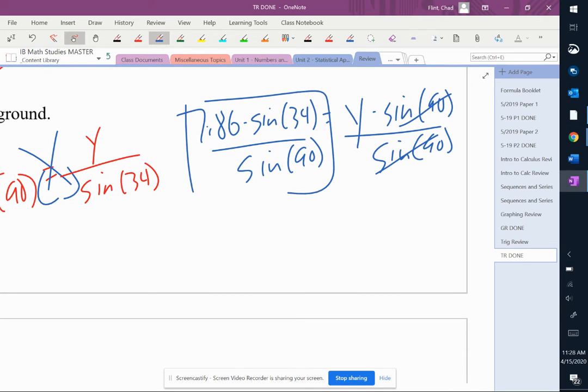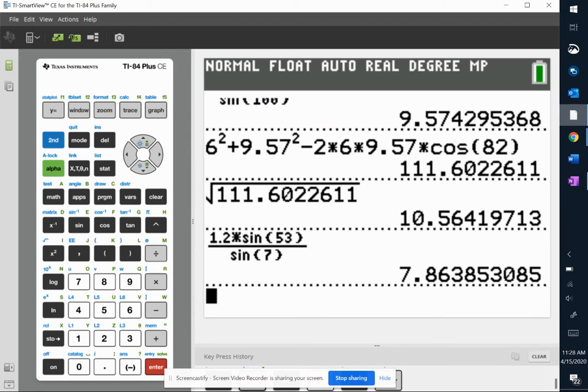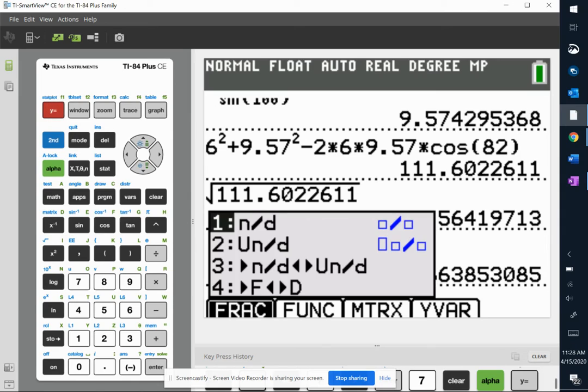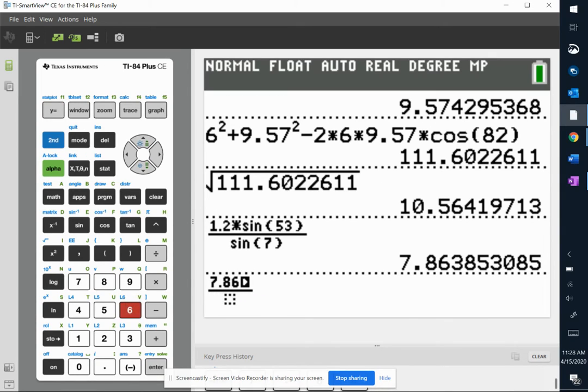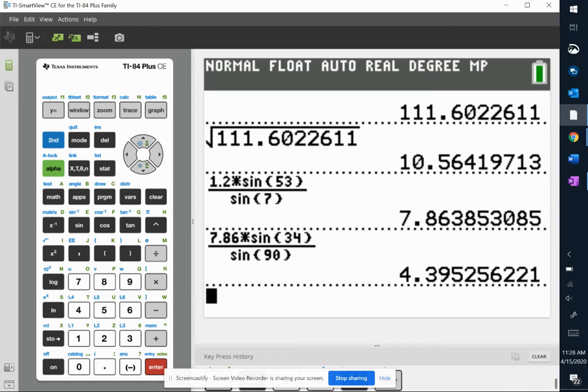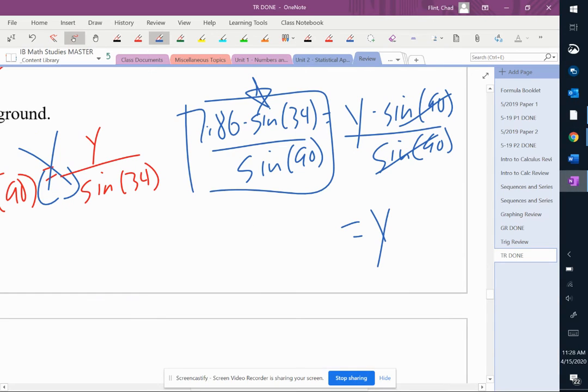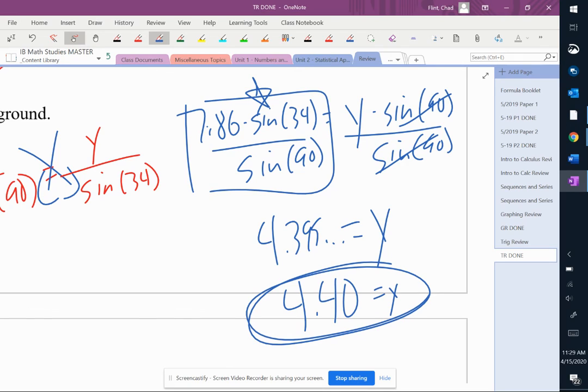And we're going to put this in the calculator. It's going to give me y equals 7.86 times sine 34 over sine 90, which is 4.395. So we're going to round that to three significant figures, which makes it 4.40. So that's what we've got for that question there.